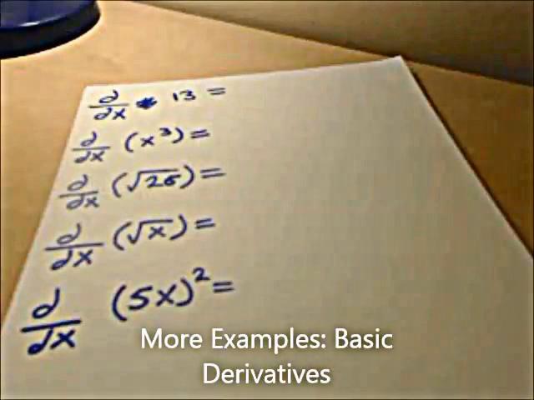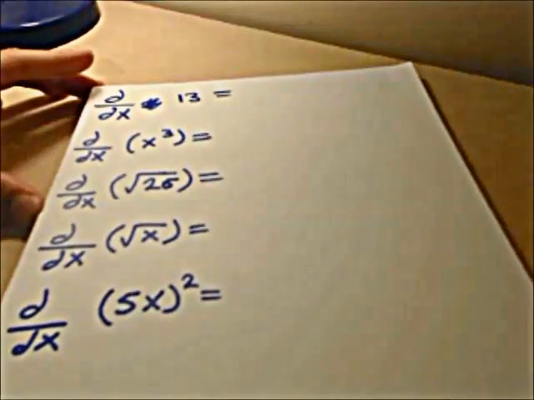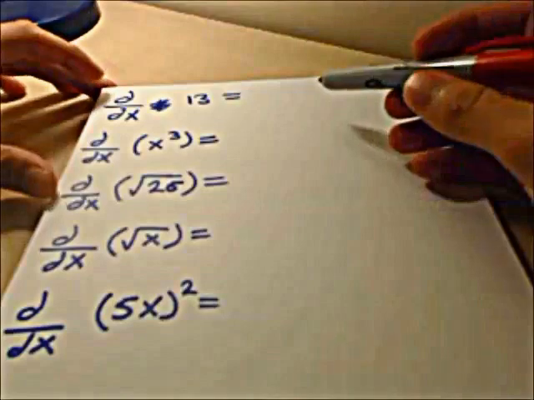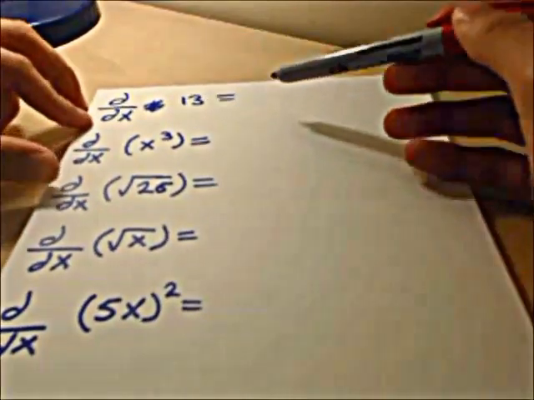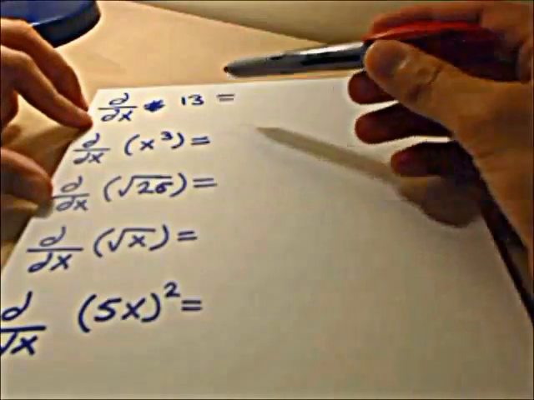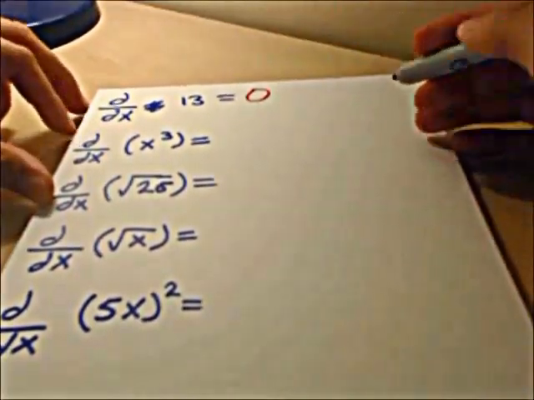Okay, in this video we're going to talk about basic derivatives, and again these are the derivatives that are listed in the basic derivative formulas. Okay, so to start off with, recall the differentiation or derivative of 13. Again, the derivative of any number is basically just 0, as simple as that.